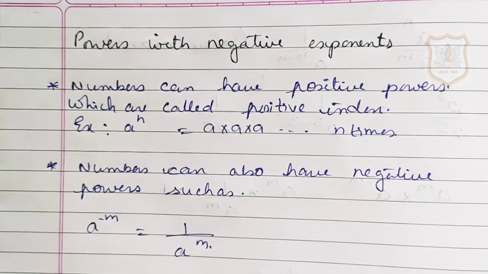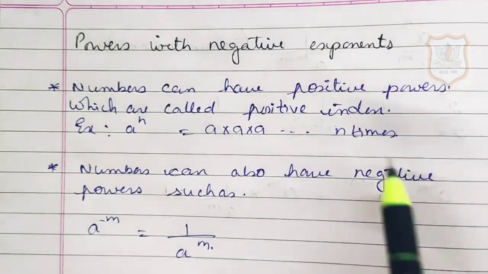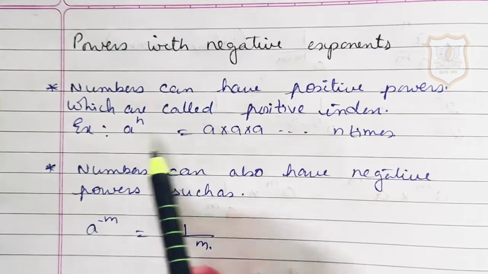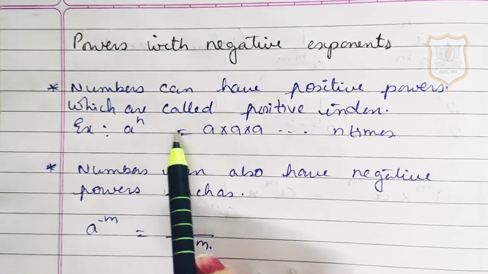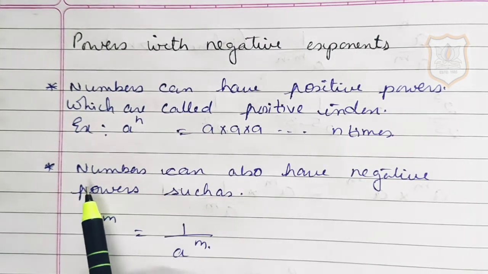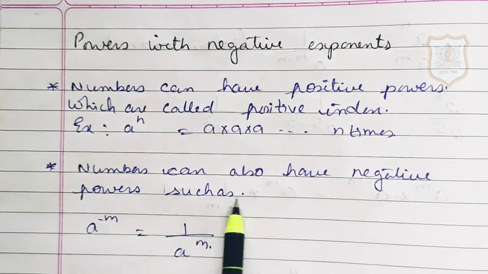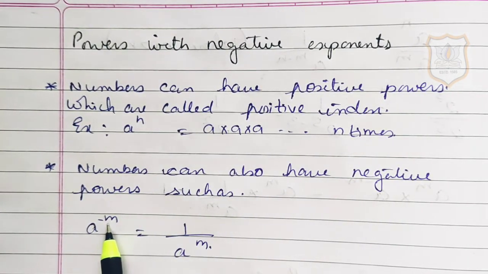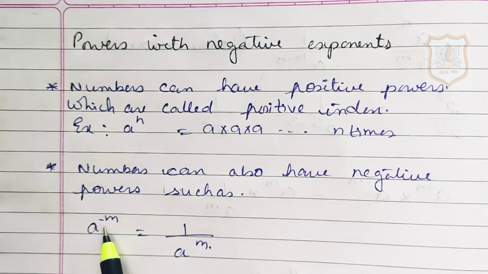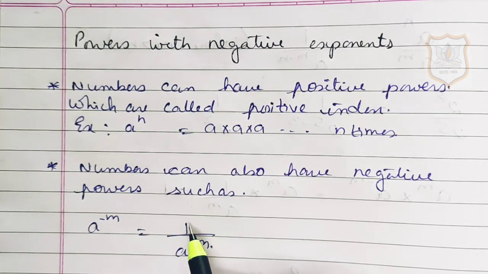Now the next topic is powers with negative exponents. Numbers can have positive powers, which are called positive index. Example, a to the power n, that is a multiplied by a multiplied by a, n times. And numbers can also have negative powers, such as a raised to negative m. So we have to convert it into a positive power. For that we will write 1 upon a raised to power m.